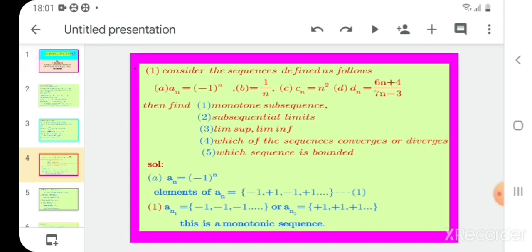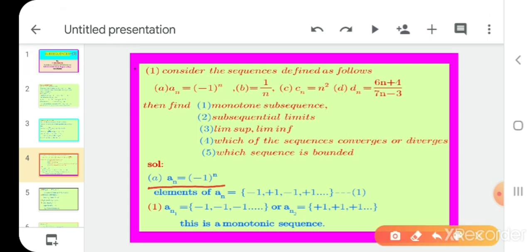Okay. First problem. See, an equals minus 1 whole power n. First I write the elements of an. Put n equals 1. What do we get? Minus 1 whole power 1, that means minus 1. If you put n equals 2, minus 1 whole square, that is plus 1. If you put n equals 3, minus 1 whole cube, that means minus 1. If you put n equals 4, plus 1. Like this, minus 1, plus 1 are the elements of an.